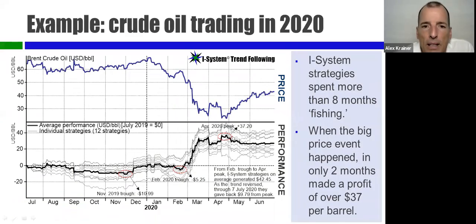Again, going back, this is a zoom in to our performance over 2019, 2020. This is the period where in 2020, when oil prices collapsed, trend following strategies caught this move, but the price of that was more than 8 months of basically waiting, losing money, and positioning long, short, cutting losses, taking profits a little bit until the real trend unfolded.